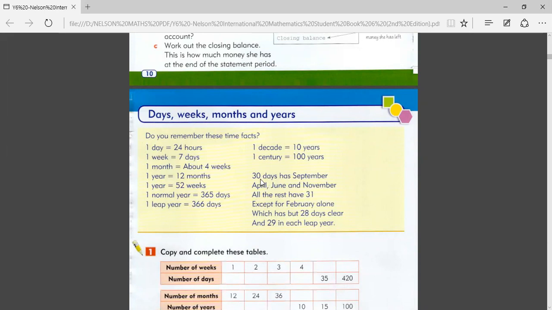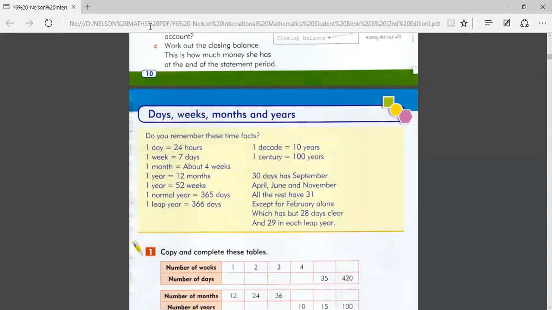Now remember, what are the months that have 30 days? We have September, April, June, and November. And the rest of the months are 31 days. They are January, March, May, July, August, October, and December. They have 31 days, except for February, which has 28 days and 29 in its leap year. That's what I said a while ago.